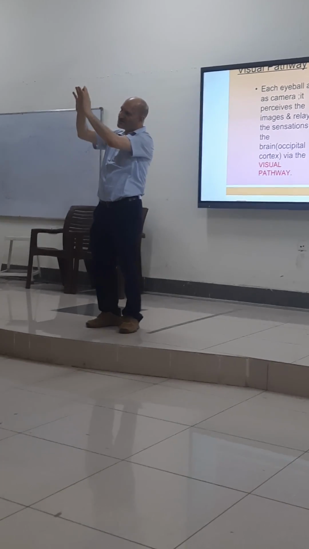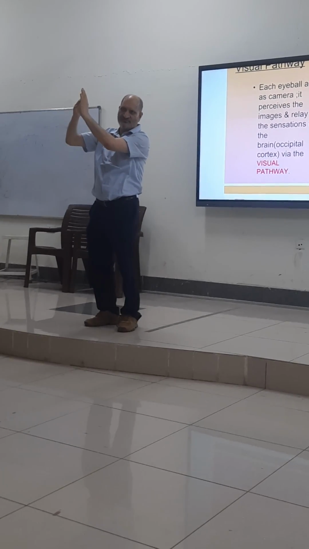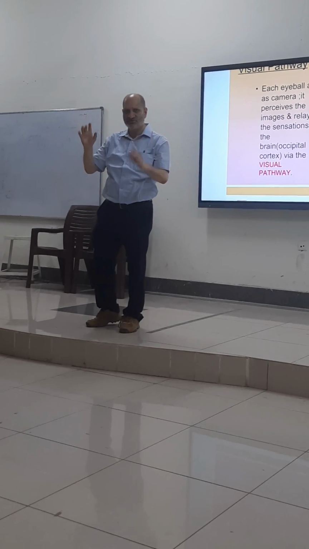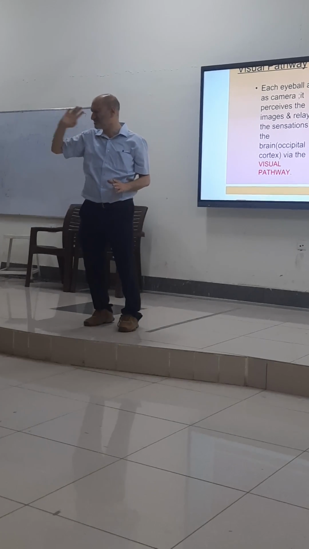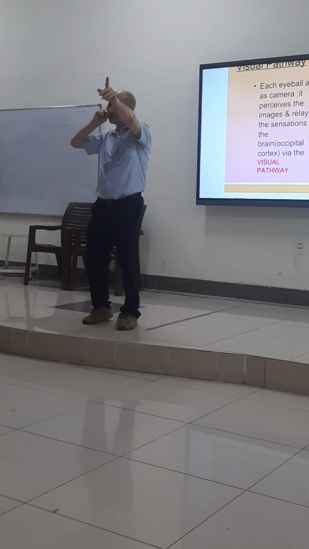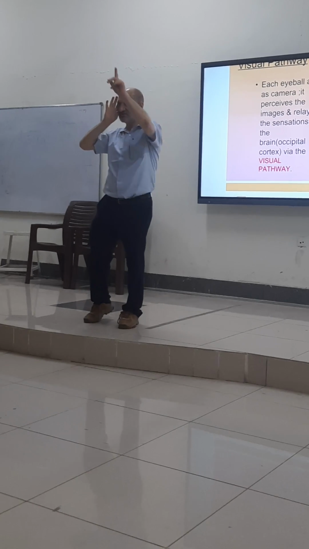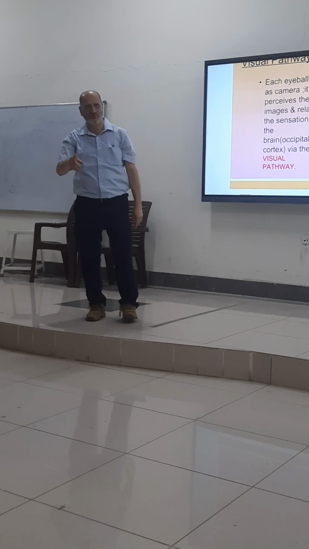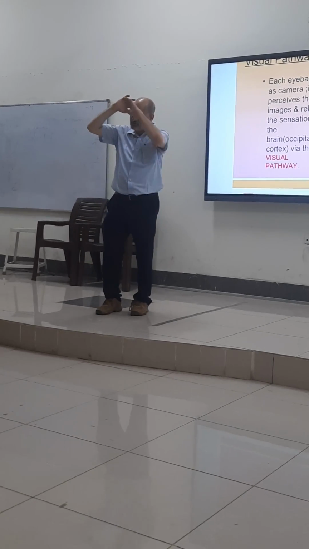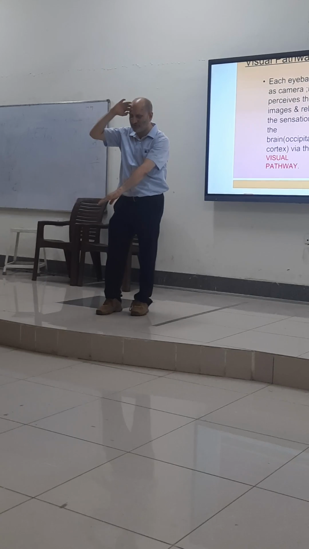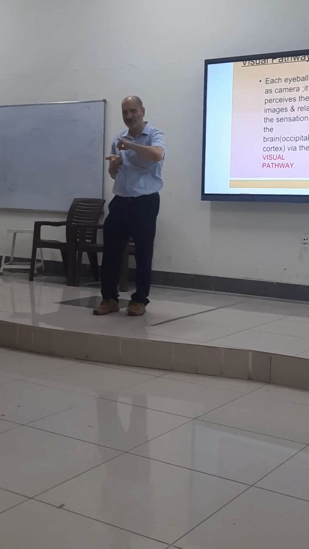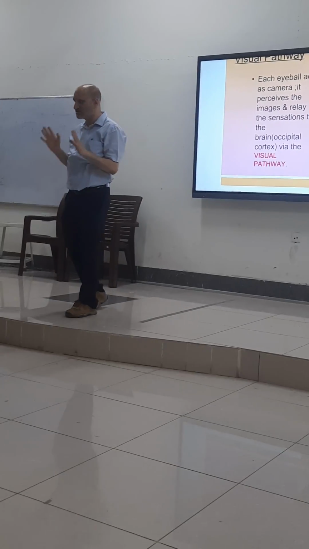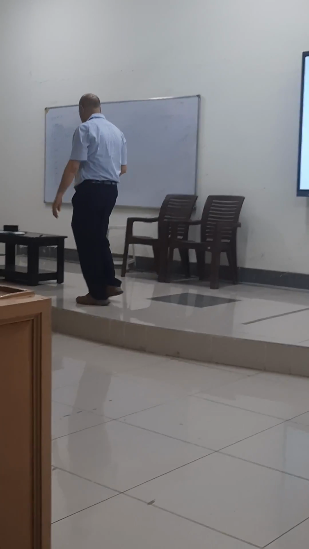The nasal retina sees the temporal field, and the temporal retina sees the nasal field. You understand? So the temporal fibers serve the nasal retina, and the nasal fibers serve the temporal. In the same way, the superior retina sees the inferior field, and the inferior retina sees the superior. Okay? Understood? Any confusion?